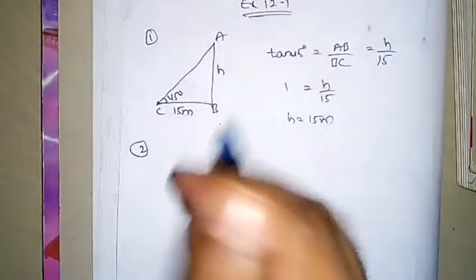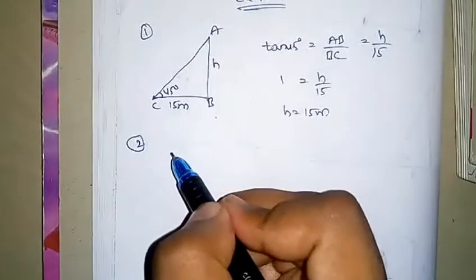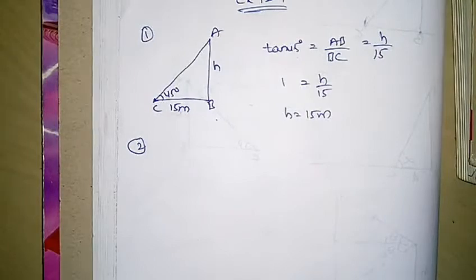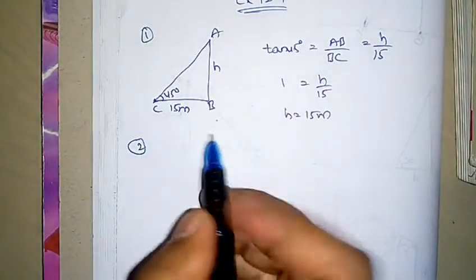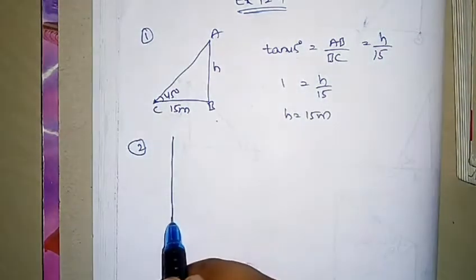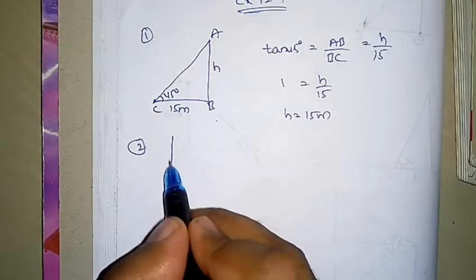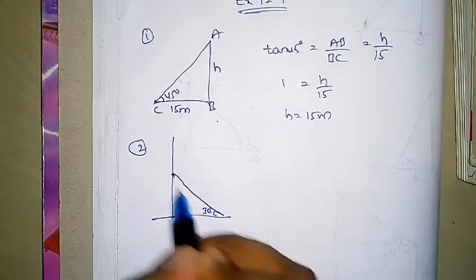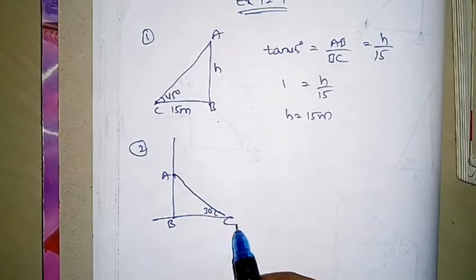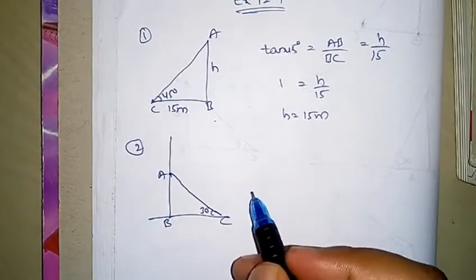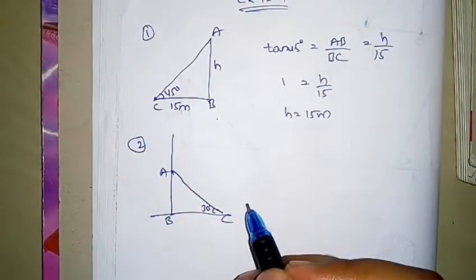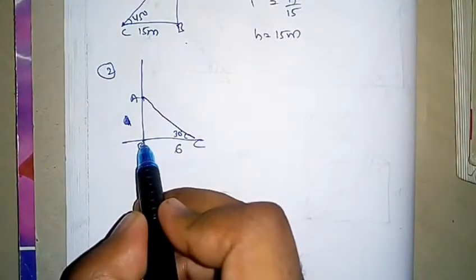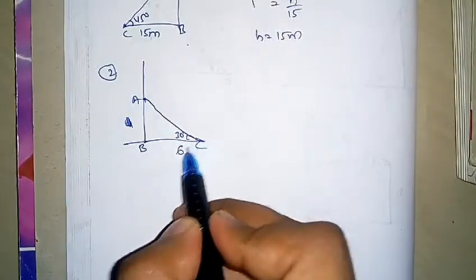Second question. A tree breaks due to storm and the broken part bends on the top, so that the top of the tree touches the ground, making 30 degrees with the ground. So there is a tree, it is broken and this part is touching the ground and making 30 degrees with the ground. So this is the A, B, C. 30 degrees. So the distance between the foot of the tree and the top of the tree is given as 6 meters.